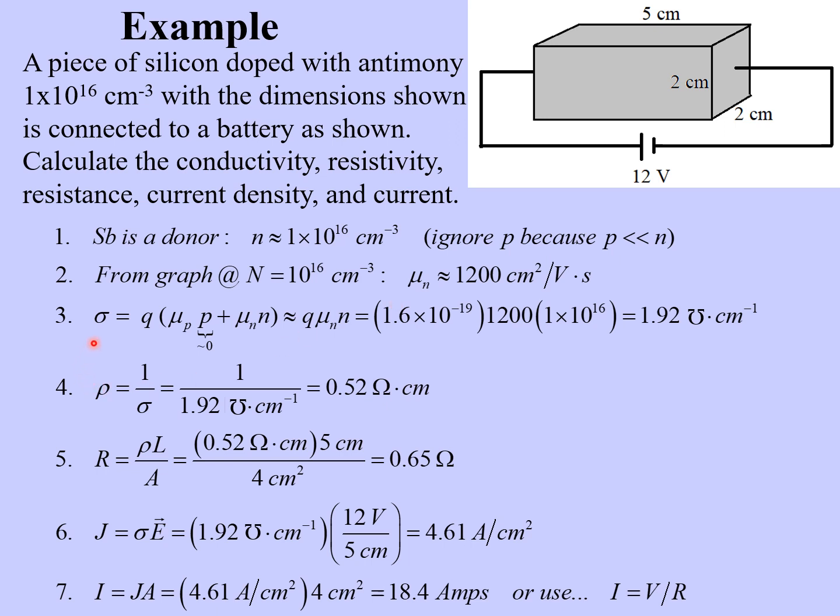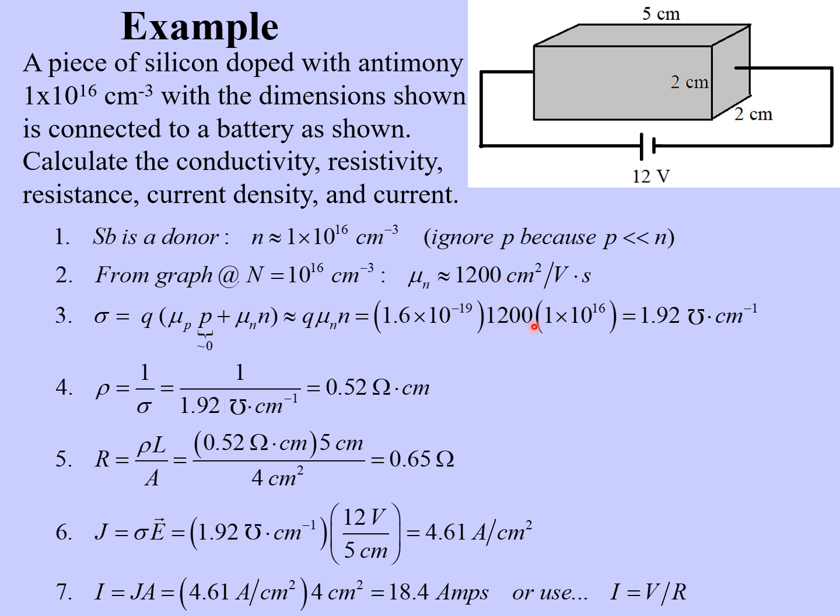So the first thing we're going to do is calculate conductivity. Here's our expression for conductivity from the last slide. Now remember, we don't have to include the holes here. We can just assume it's 0 because there's so few holes compared to all those electrons. So the conductivity is going to be approximately equal to Q times mu times N. Let's start with Q. Q, again, is the electron charge, 1.6 times 10 to the minus 19. Mu is given right here. It's 1200.